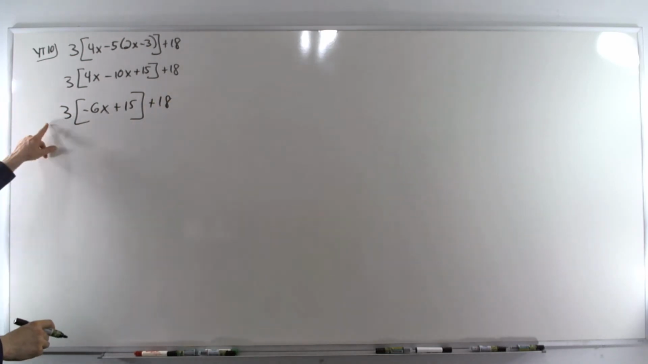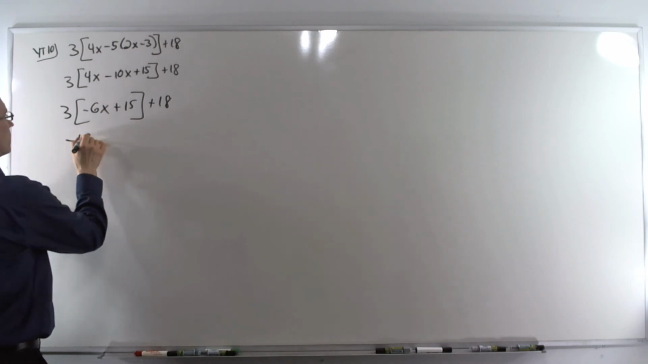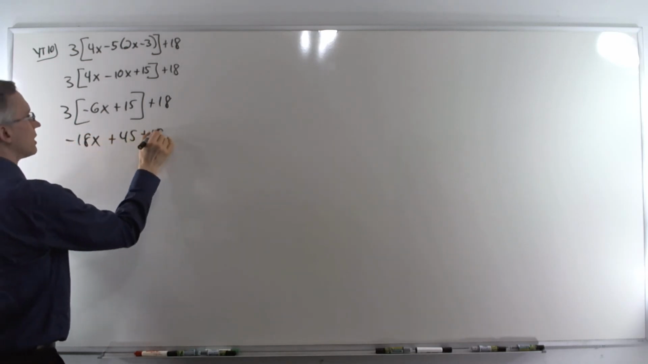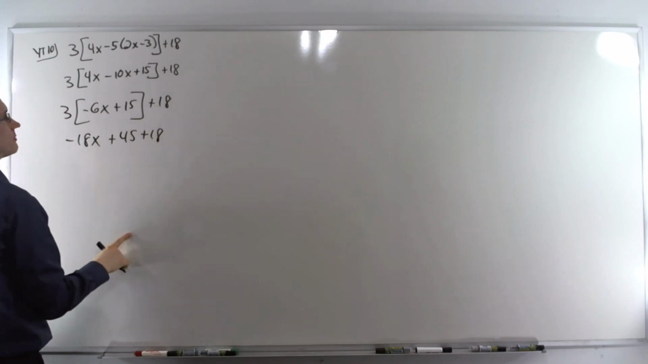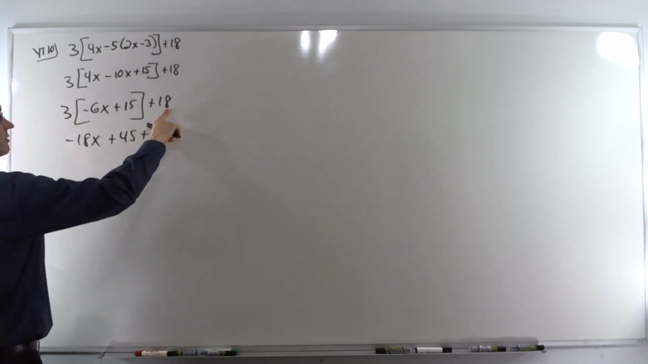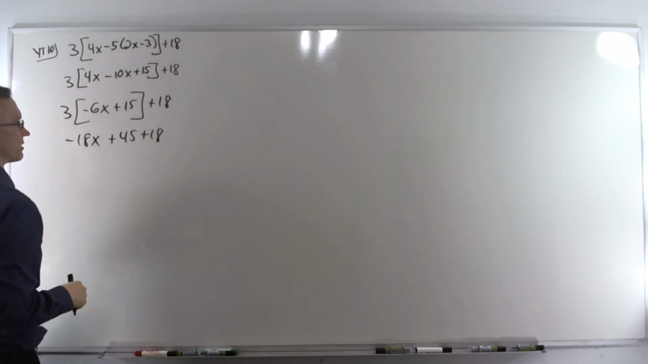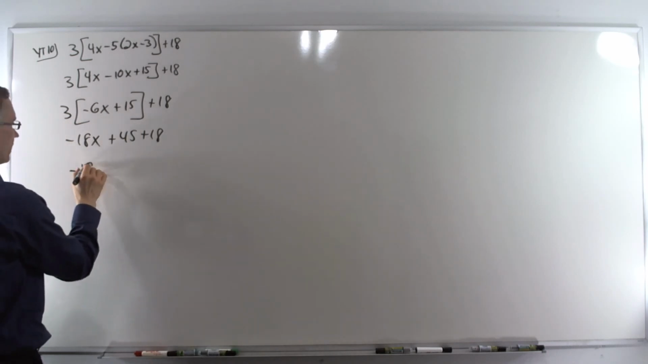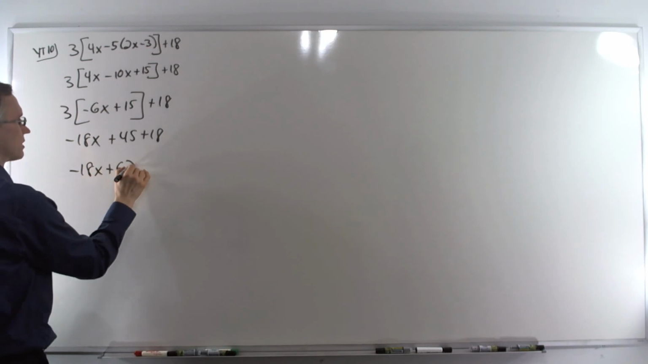All right, now we can distribute it. Negative 18x plus 45 plus 18. Remember, do not distribute into the 18, only the stuff inside the parentheses. Now combining these constants on the end, we got negative 18x plus 63.